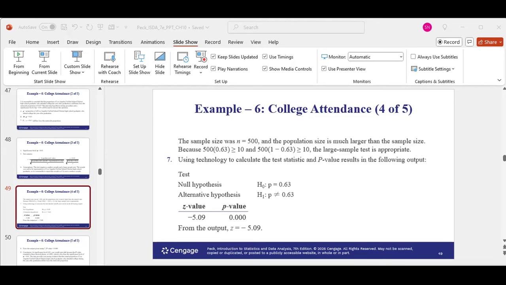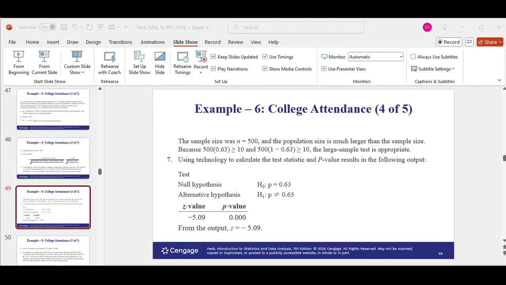decision, let me change the color of the ink to red. So the decision is: failed to reject H0. So the conclusion is: at alpha equal to 0.01, there is not enough evidence to support HA.